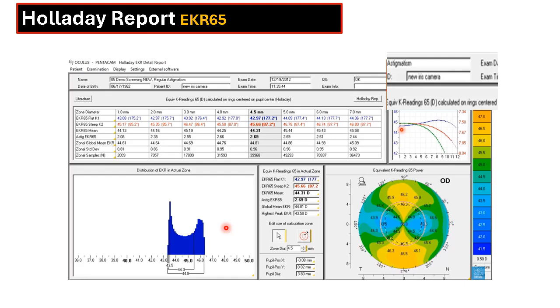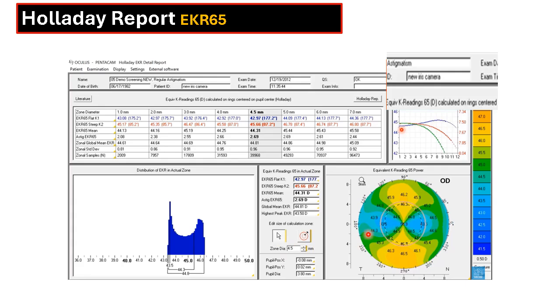And the 65 stands for the fact that it doesn't take the mean of all values, but it takes 65% of the values. So in a central 4.5 millimeters, there will be around 40,000 points. The anterior and posterior surface of the cornea will be measured, and it will take the 65% value of these points and give you the K reading that represents the whole power in this part of the eye.